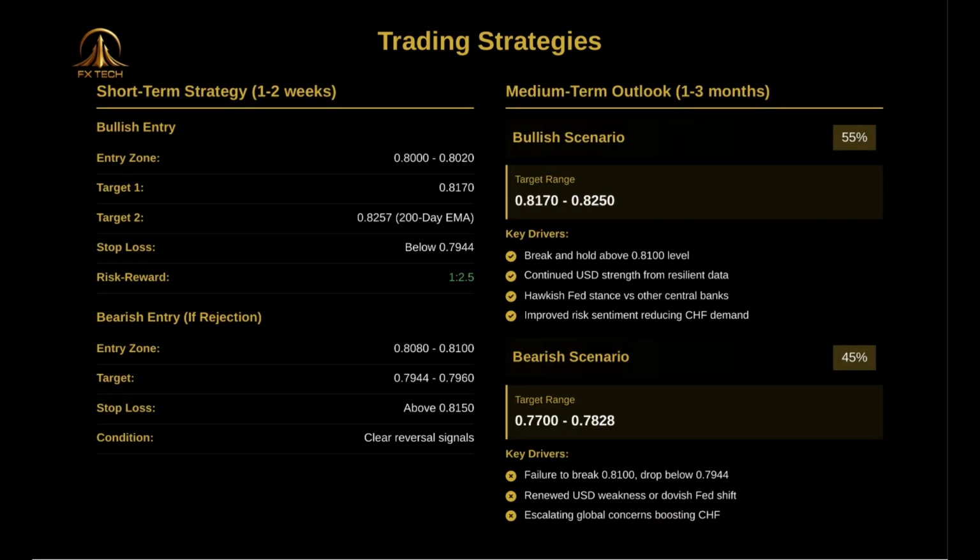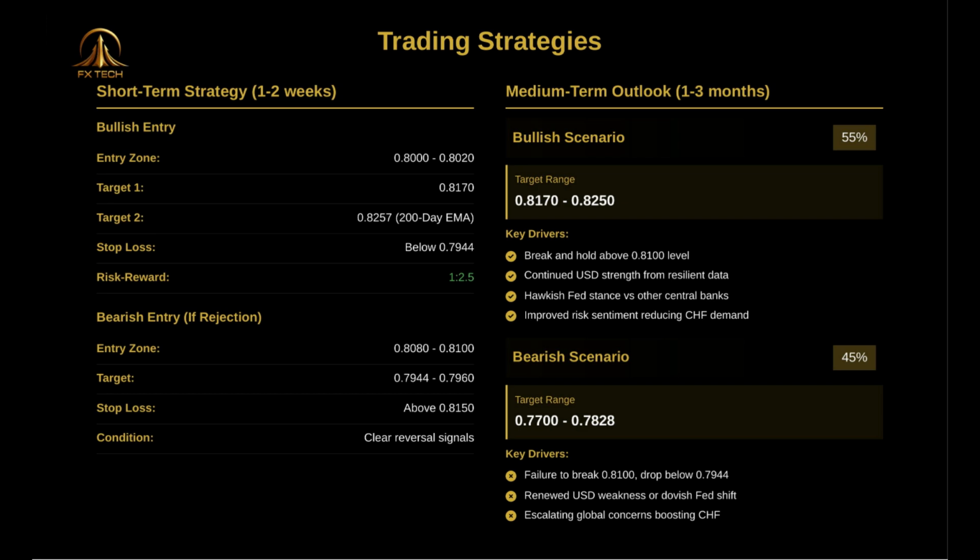Let's discuss practical trading strategies. For short-term traders with a 1 to 2 week horizon, the bullish entry strategy involves waiting for pullbacks to the 0.8000 to 0.8020 zone, which should now act as support. Target the 0.8170 level initially, with a secondary target at the 200-day EMA near 0.82575. Place stop-loss orders below 0.7944, offering a favorable risk-reward ratio of approximately 1 to 2.5.